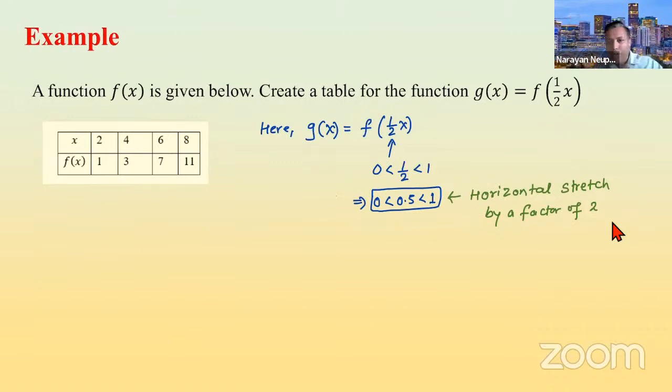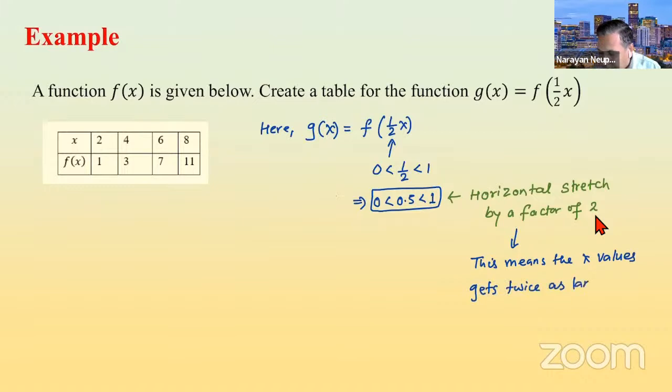And when the graph gets wider, the X values will increase, right? X values will increase by a factor of 2. That is the meaning of that, okay? So let's write the meaning. So this means the X values get twice as large for same Y values. When the Y values remain the same, the X values increase by 2 times.